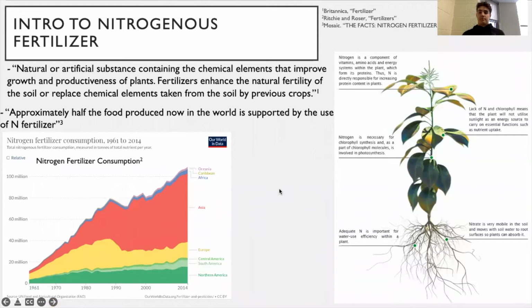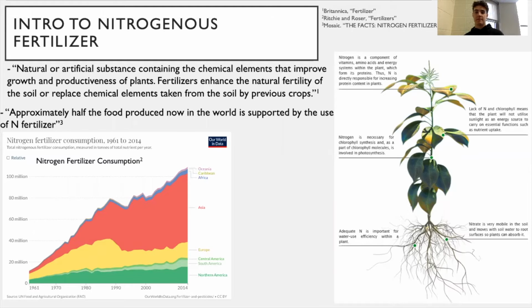So first off, what is fertilizer? Fertilizer is a natural or artificial substance containing the chemical elements that improve growth and productiveness of plants. Fertilizers enhance the natural fertility of the soil or replace chemical elements taken by the soil by previous crops. So approximately half of the food produced now in the world is supported by the use of N fertilizer.